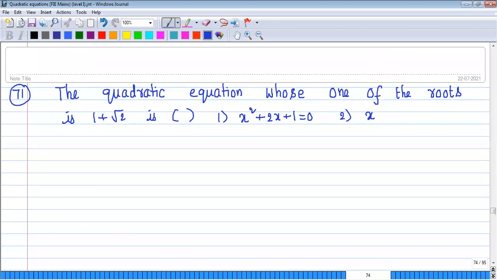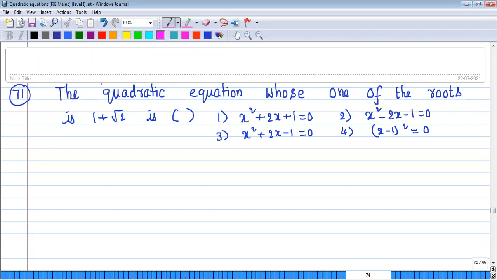Second, x square minus 2x plus 1 equals to 0. Third one, x square plus 2x minus 1 equals to 0. Fourth one, x minus 1 whole square equals to 0. This is also minus 1 is equal to 0, because otherwise 2 and 4 become the same option.